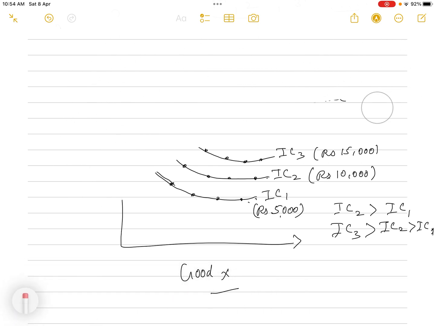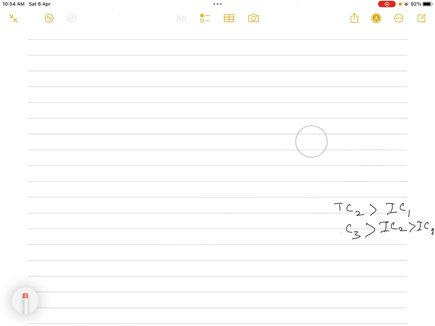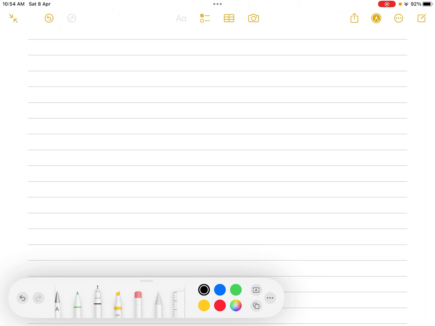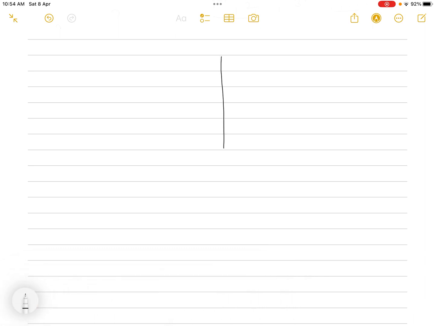Okay, so the price line or budget line. So now again, good X, good Y.